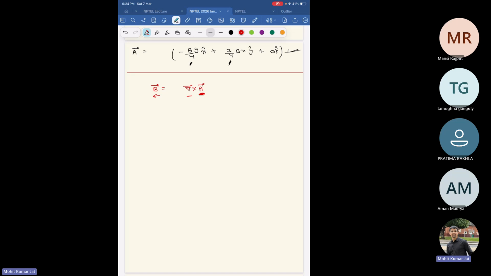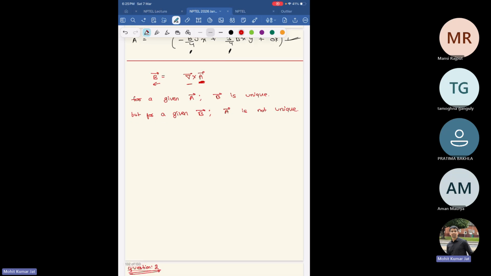So for a given A, vector B is unique, but for a given B, A is not unique. Is this clear?